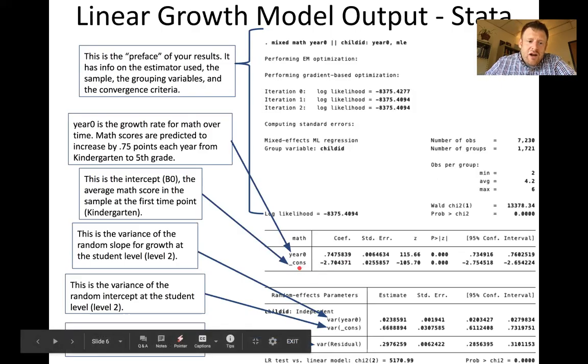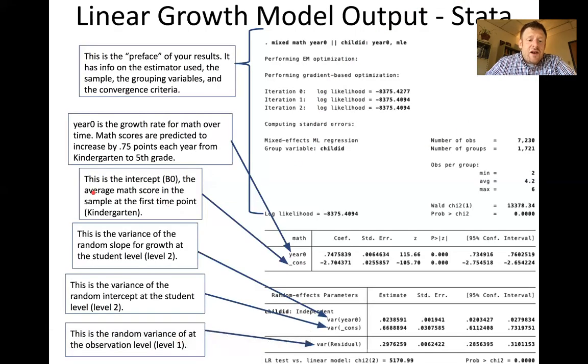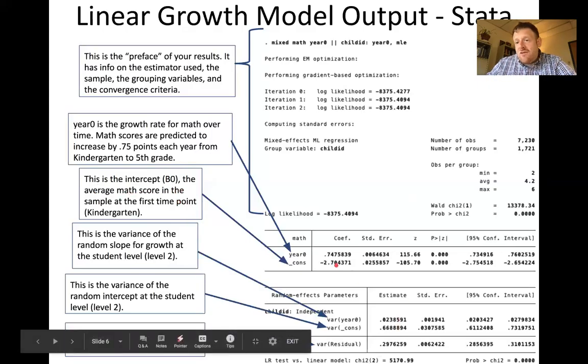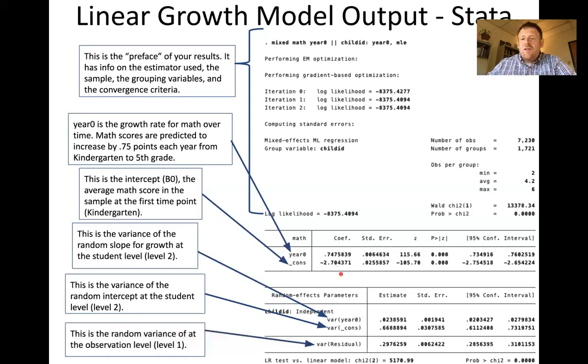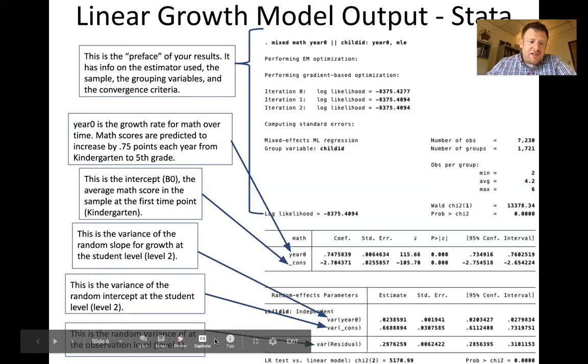Here we have the constant. And this is, in this case, the average math score at the first time point, the starting time point in our model, which in this case is kindergarten. So on average, kids start a couple standard deviations below the mean on this measure, and they increase by about 0.7 standard deviations for every year they are in school. So that's positive growth, and it appears to be significant.